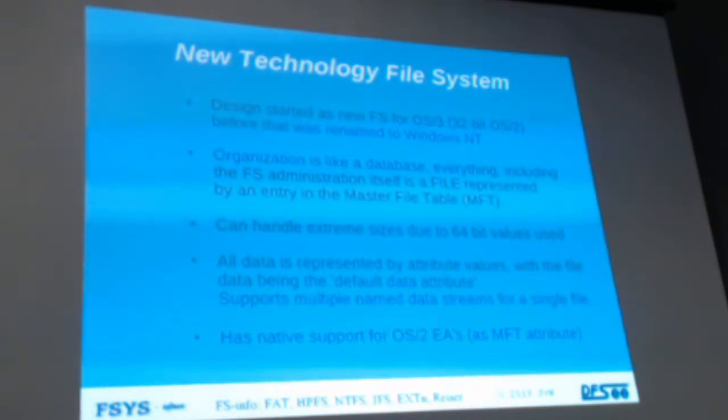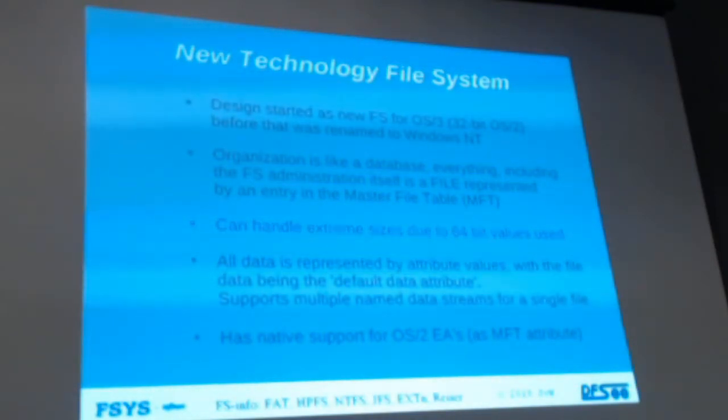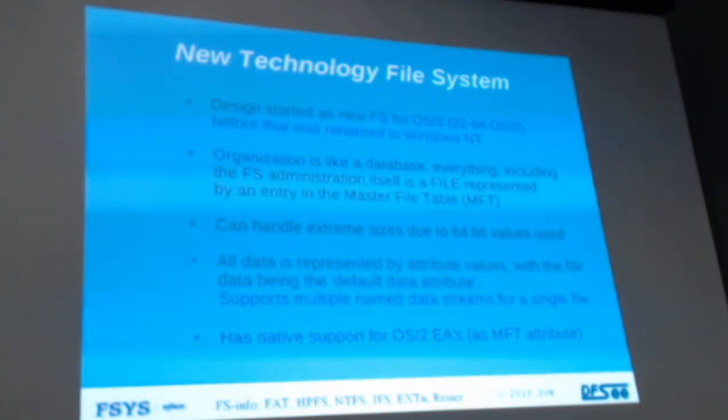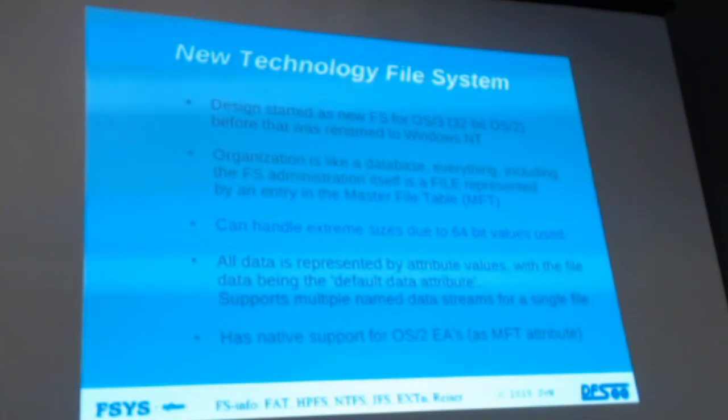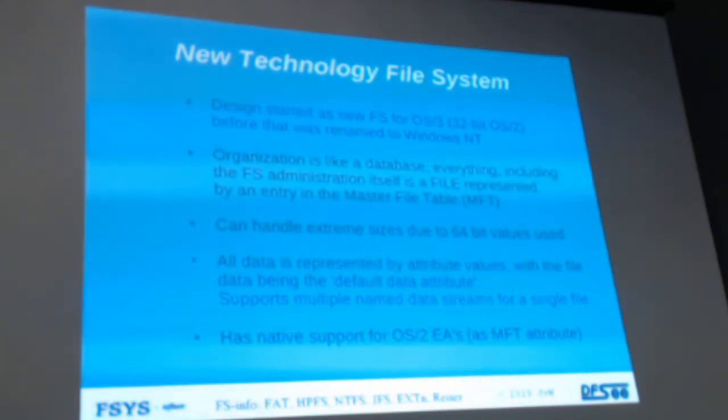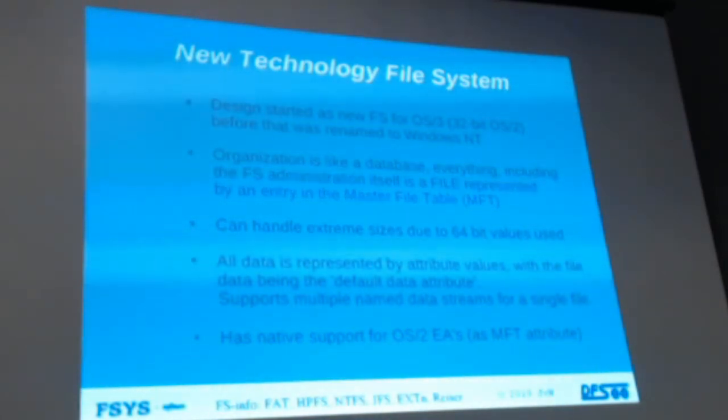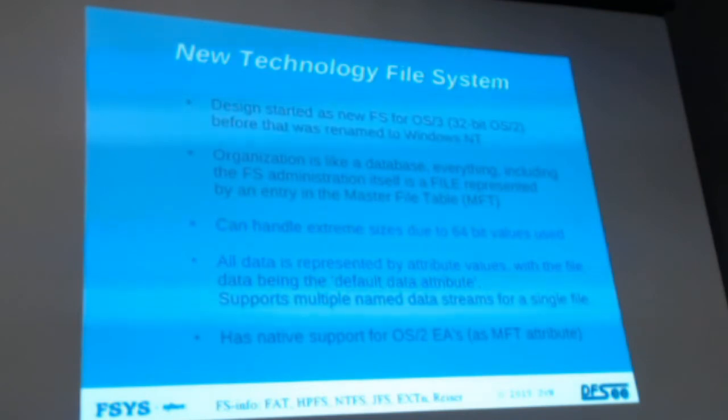There's a really large table called the master file table that has database kind of records, 2 kilobytes each, which both describe each file or directory, and for smaller files also contain the whole contents of the file. So only if files are larger, there will be pointers from that file table record to other sectors or clusters of data on the volume.